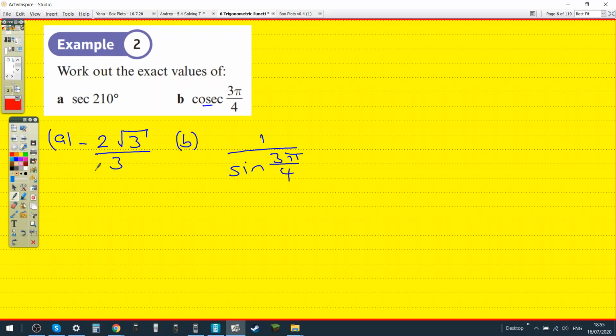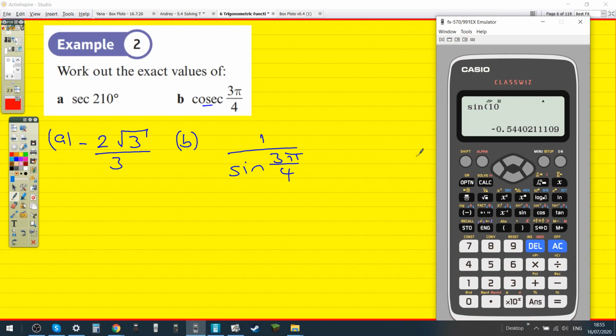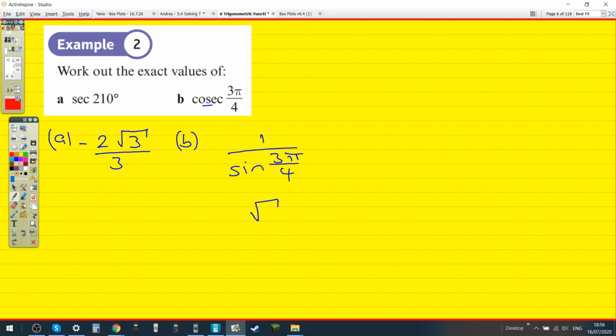I got 24.3. We want exact values. I put in sine 3 pi over 4. Oh, that's in radians. That's why. Change the calculator to radians because it says pi. That's sneaky. Anytime it says pi, you know it's radians, not degrees, for angles. I got root 2. I did sine, and then the reciprocal, and the calculator automatically rationalizes the denominator. So that's root 2.